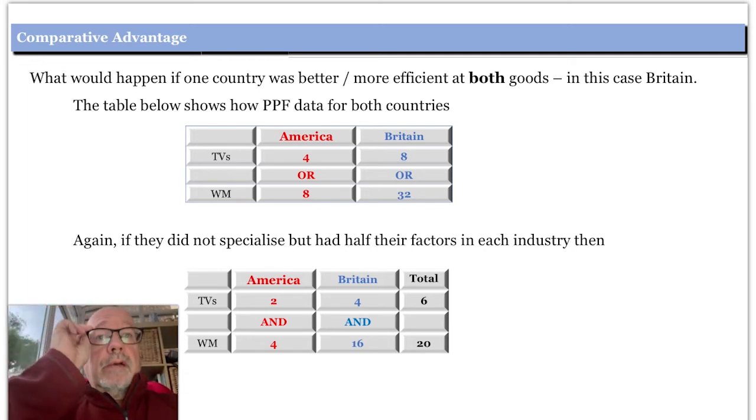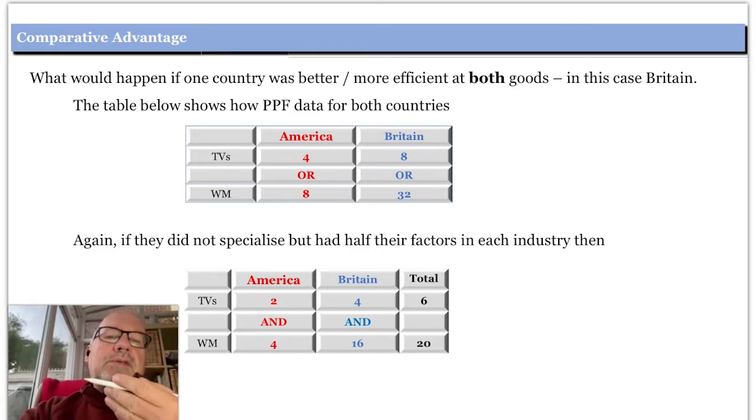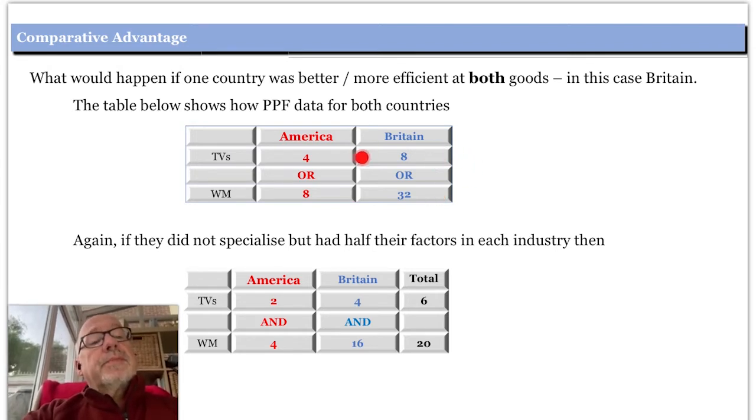What we're talking about here is that one country, and the case that we're going to look at is Britain, this Britain here, they are more efficient at both of the goods. So if you remember absolute advantage, then one country was efficient at one, the other country was more efficient in the other good. But in this case here, Britain, as you'll see, is more efficient at both TVs and washing machines. Now you can see immediately, I hope, that it's sort of twice as efficient at TVs, but it's 4 times as efficient at washing machines, and that's going to be important later on.